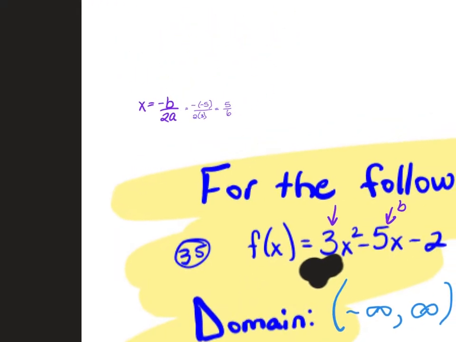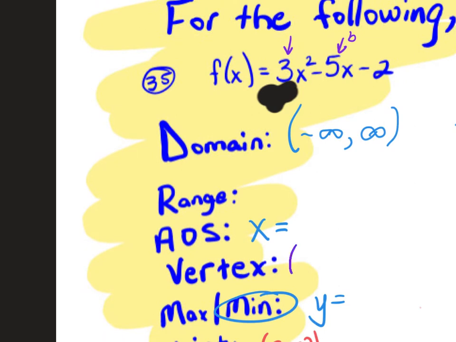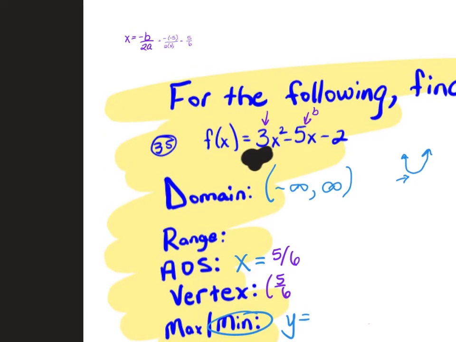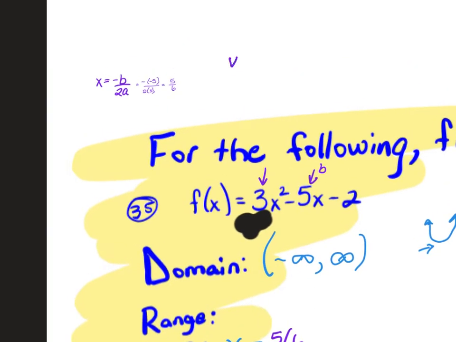So the x part of my vertex is 5/6. Just leave it like that. That means my axis of symmetry is at 5/6. That's the vertical line that cuts my parabola in half. Now in order to find the y part of my vertex, I take my x value and just plug it in. So I'm going to say, okay, fine, well, y equals, and I have 3 times (5/6) squared minus 5 times 5/6 minus 2.